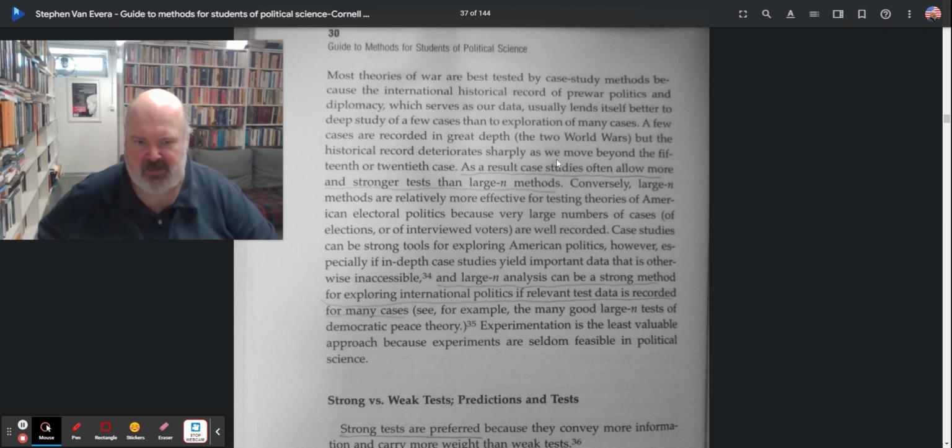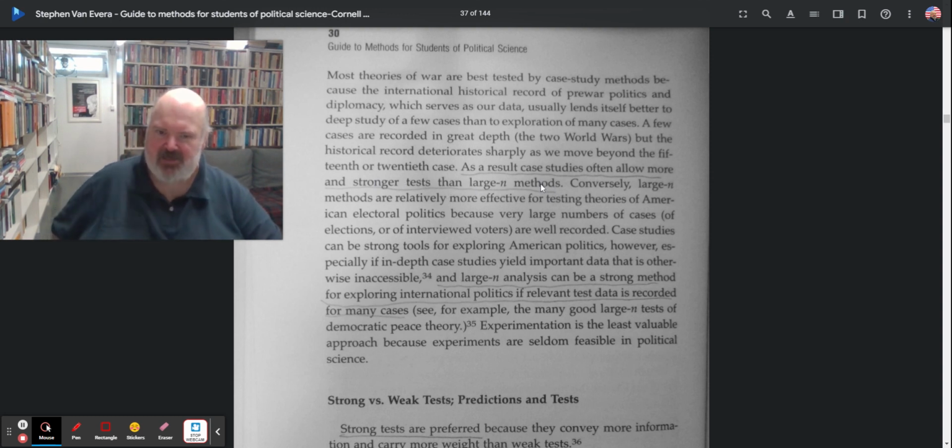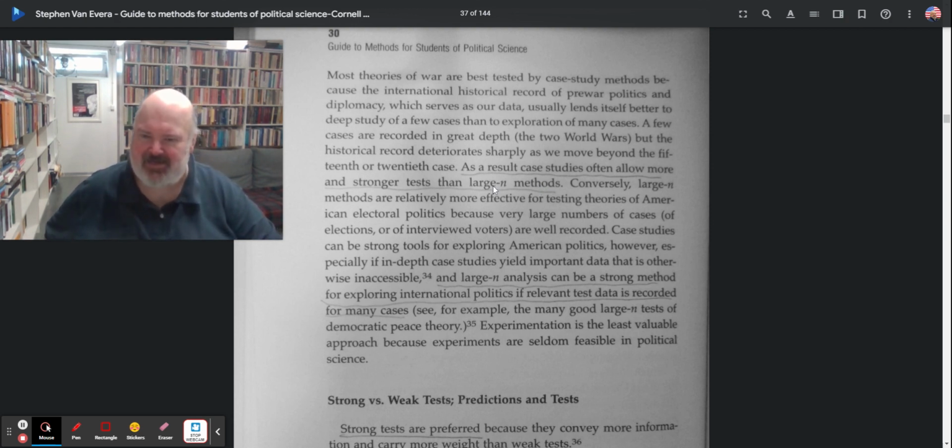As we move beyond the 15th or 20th case, case studies often allow more and stronger tests than large N methods. In other words, this is about studies of war. Case studies win not because there's not enough data to allow strong tests in large N methods, but because case studies give you stronger tests than large N methods allow.